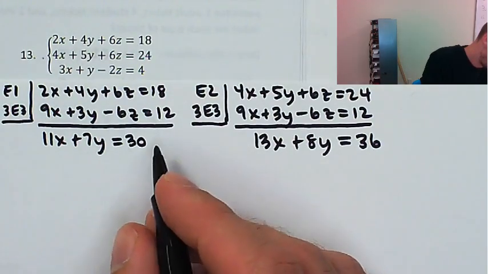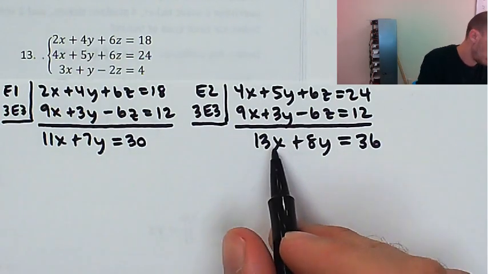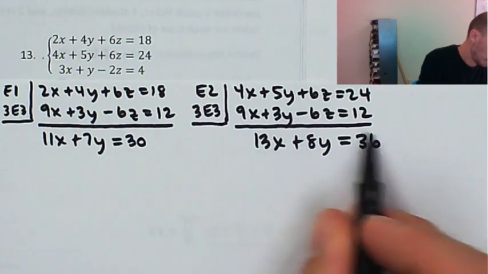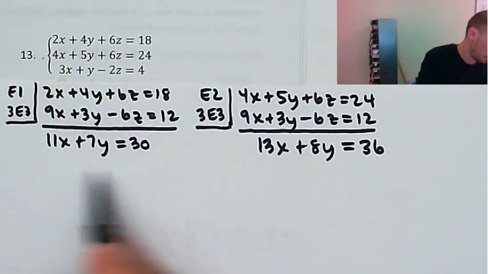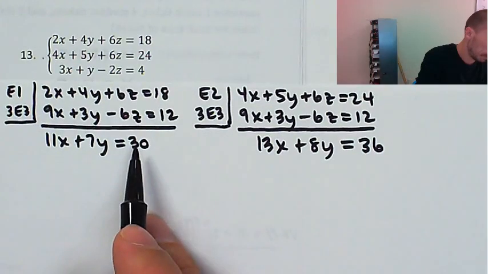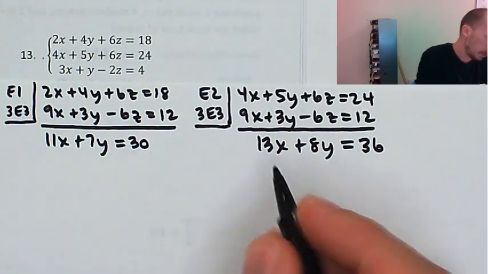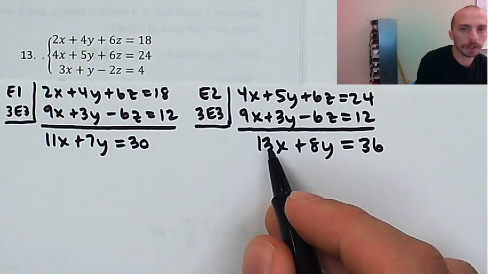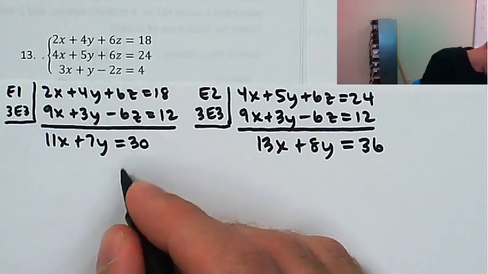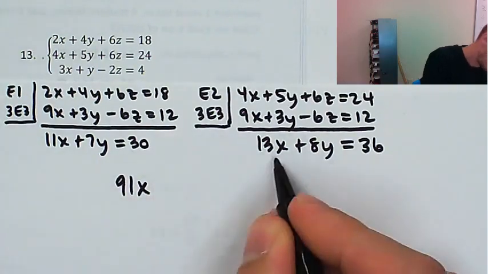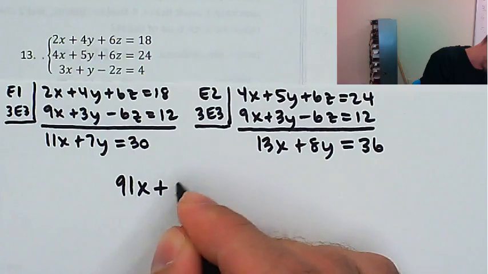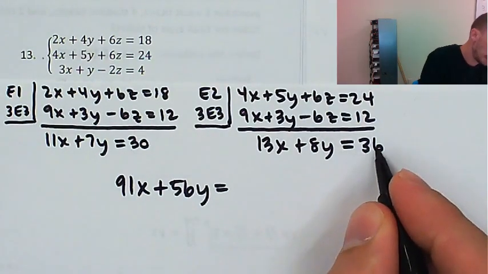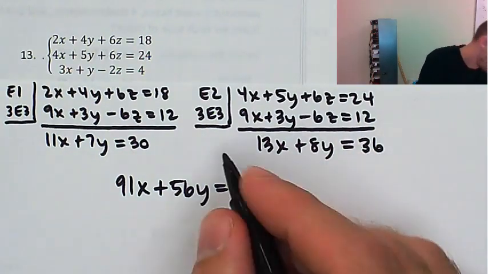So what I'm going to do is, if I'm trying to eliminate on y, I'm going to have to multiply this one by 7 and this one by negative 8. All right, 13 times 7 is going to be 70, and 21 is 91. Okay, so 91x, multiplying everything by 7 here, plus 56y equals 210, and 42 is 252.